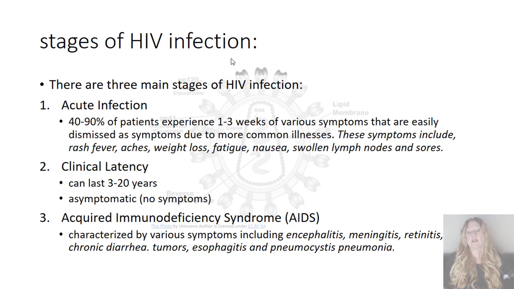Then after that, you have a clinical latency, and the clinical latency can last between 3 and 20 years, depending on if the person gets treated. And actually, if a person can get treated, we've seen some strains of HIV that have been able to be controlled by antiviral medications and that have not progressed on to AIDS.